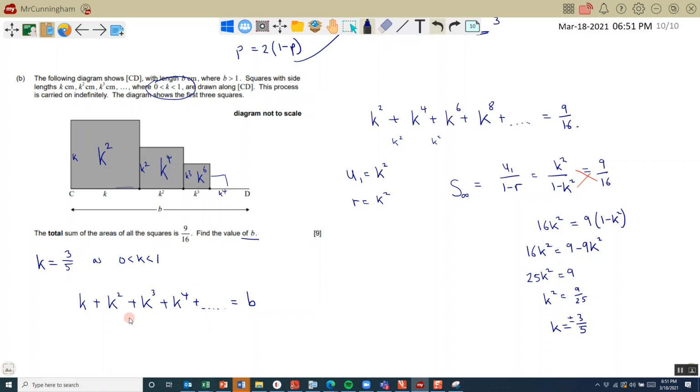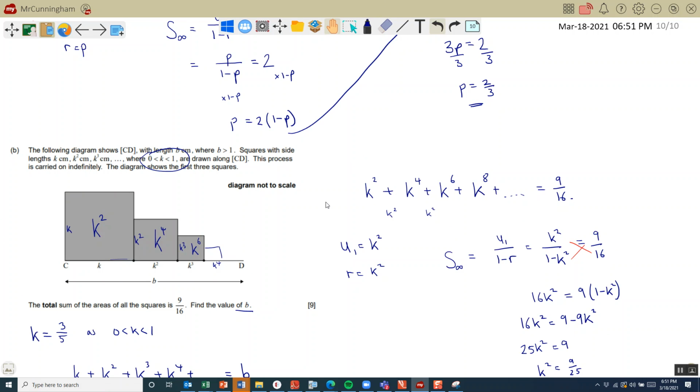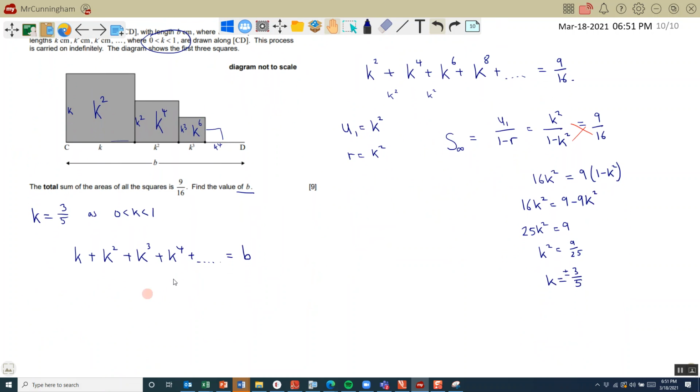And yeah, I can see from this that, let's see, can I use the previous answer? I don't think so. No. So we'll just keep going with what we've got. I know that k is 3 over 5. So I've got 3 over 5. The next term in the sequence is 3 over 5 squared. The next term in the sequence is 3 over 5 cubed. So we're doing exactly the same thing again.